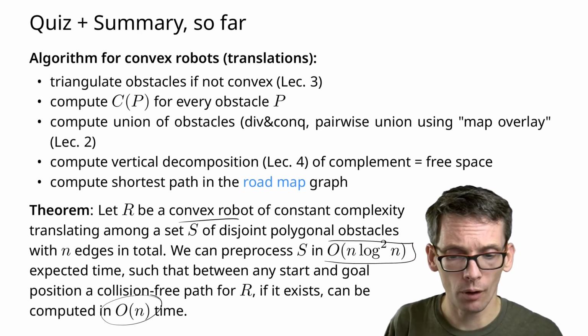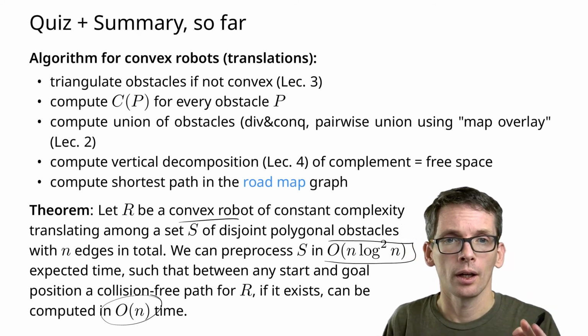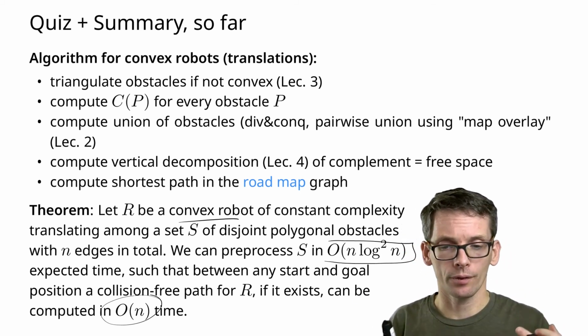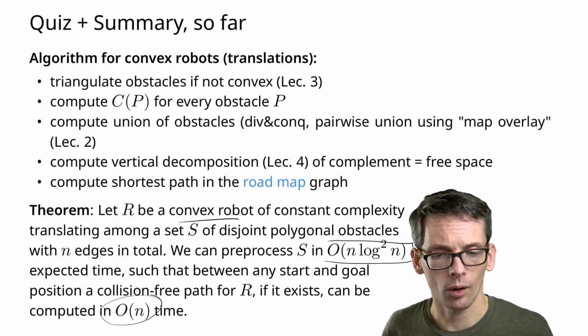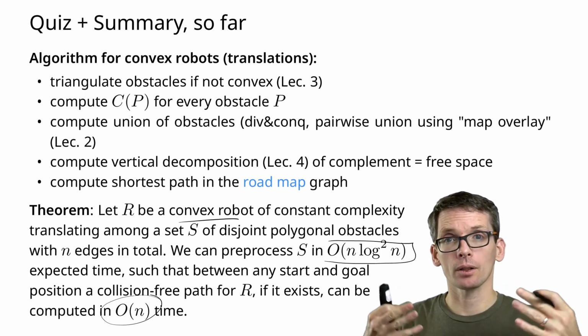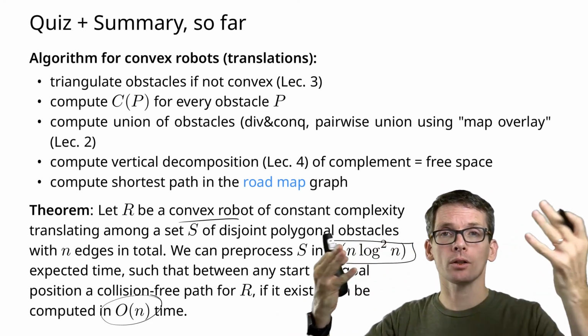So this was now for constant complexity convex robots. Let's see what we get if the robot is more complex, or more generally what the complexity of Minkowski sums is, if we are not looking at two convex shapes.